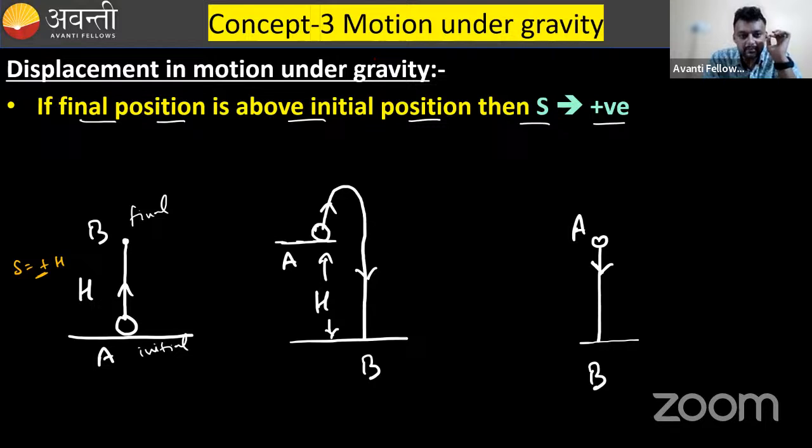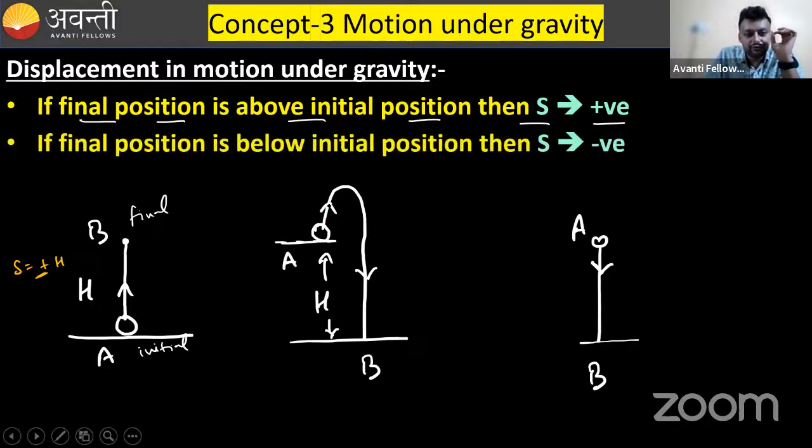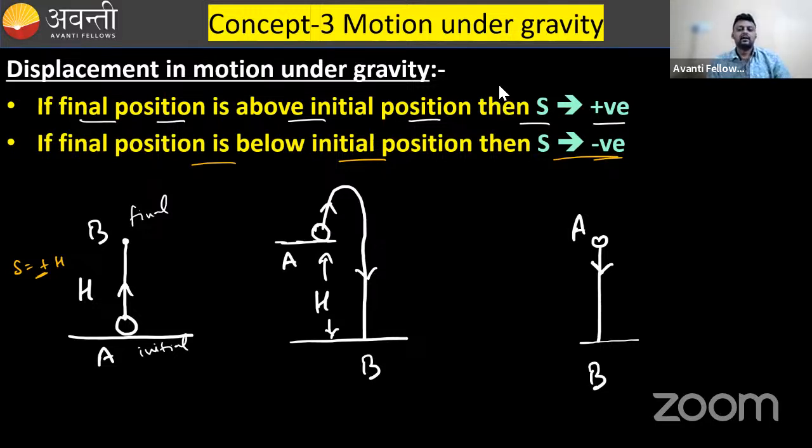The next punchline is: if the final position is below the initial position, then s will be negative. Now, in the second question, you can see that the ball is thrown from A. Why is g placed in place of acceleration? Very good question.